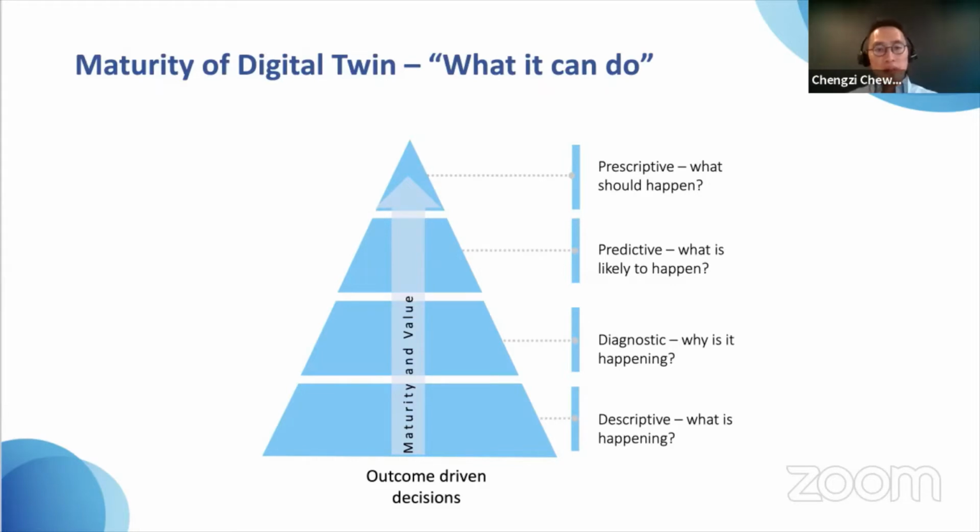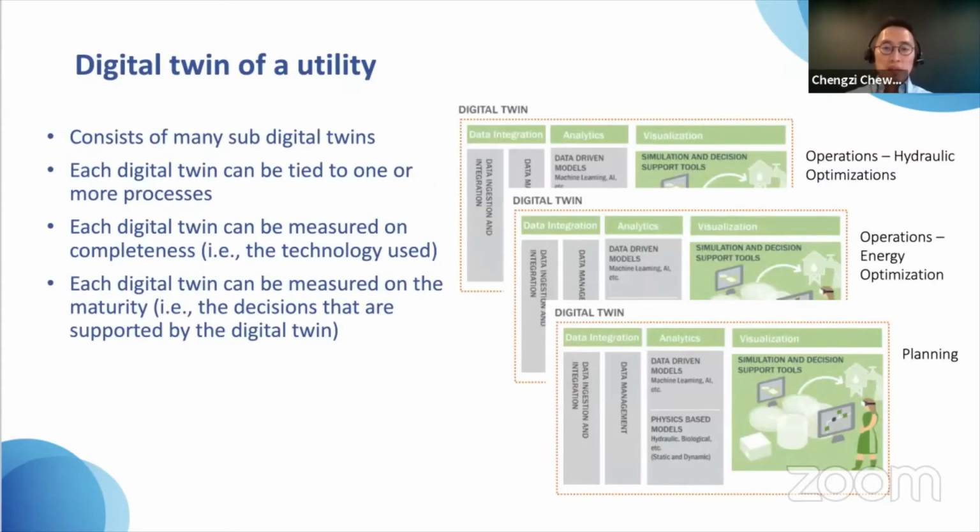Next slide, please. So I've covered the completeness and the maturity of the digital twin of a process, but we know that utility has multiple processes. So we see that the digital twin of a utility really consists of many digital twins combined and used for different purposes. And each digital twin can be related to one or more processes, and they can be evaluated on how complete they are and how mature they are in relation to the technology they have and the decisions that they support respectively. Jim from the Lifecycle Group will talk a little bit more about the different types of digital twins.